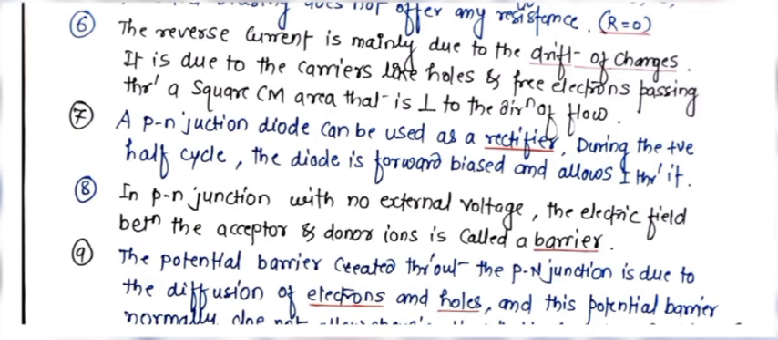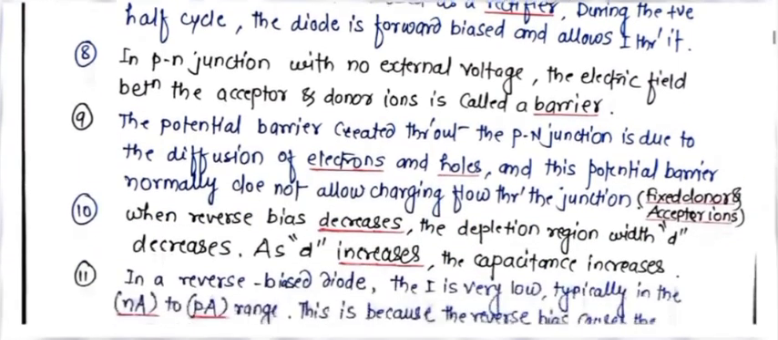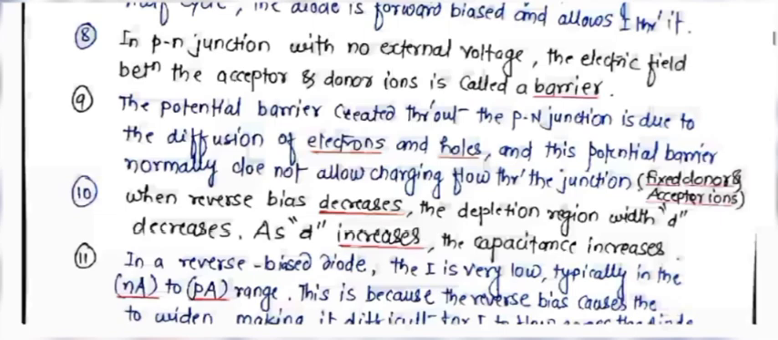In PN junction with no external voltage, the electric field between the acceptor and donor ions is called as a barrier. Potential barrier created throughout the PN junction is due to diffusion of electrons and holes, that is fixed donor and acceptor ions, and this potential barrier normally does not allow charge flow through the junction.